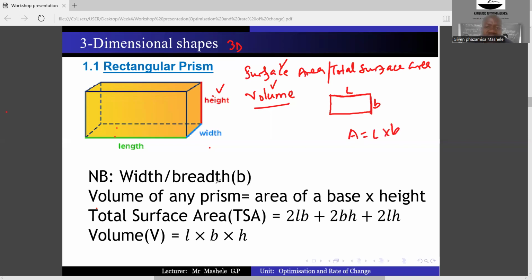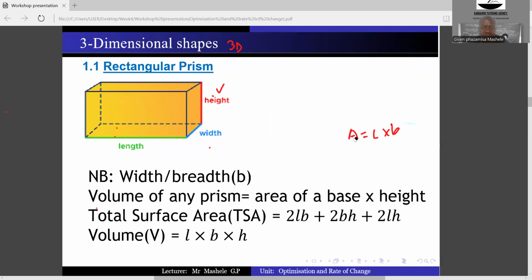Right, then which means that here, since we are talking about 3D shapes, so in a 3-dimensional object, we need to be able to know how to determine the surface area and the volume of the shape. Right. If you look on this diagram, we have the length. Actually, most of the prisms or the three-dimensional shapes must have something called a base of the shape. Right.